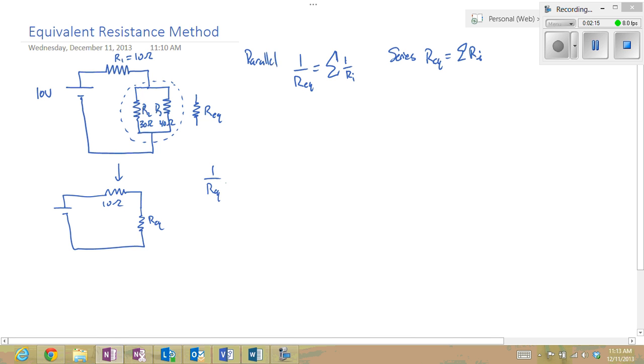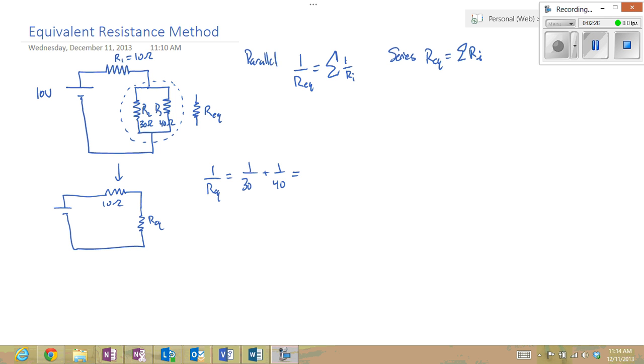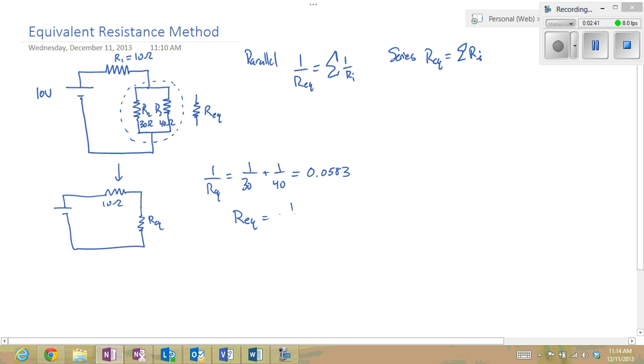1 over Req is going to equal 1 over 30 plus 1 over 40, which is equal to 0.0583 repeating. Therefore, my equivalent resistance is the inverse of this, which is equal to 17.1 ohms. So this one is 17.1 ohms, and I have a new circuit.